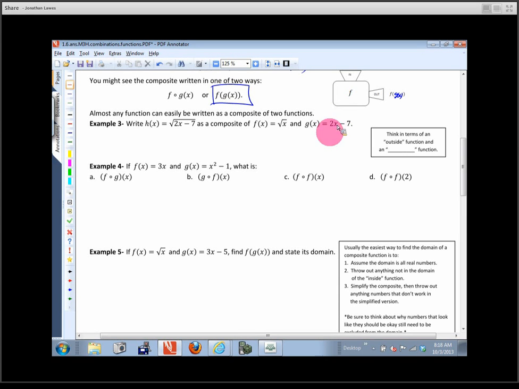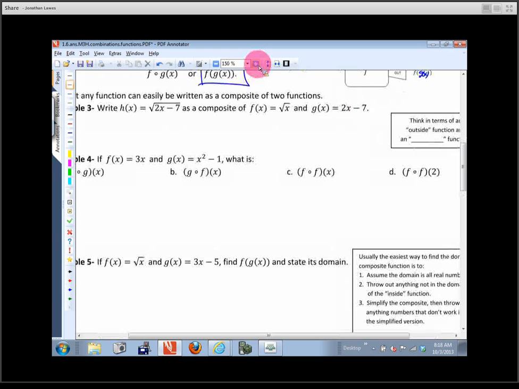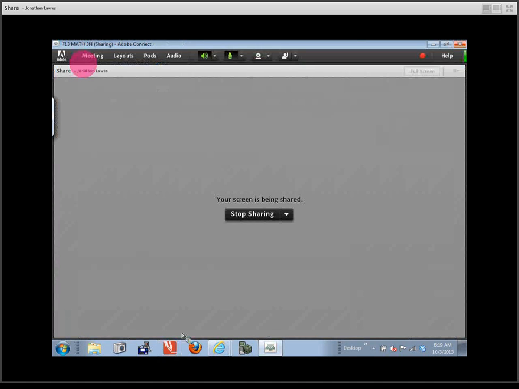2x minus 7 got plugged into here. All right. That's irritating. I'm going to shut this down, and we're going to open it up again.